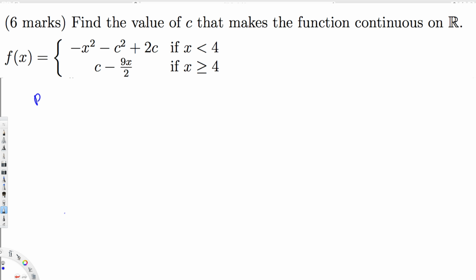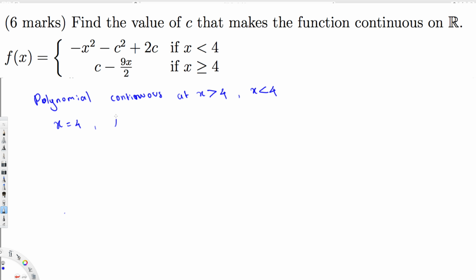This is a polynomial, and therefore it's continuous at x greater than 4 and x less than 4. So the question is asking to find the value of c that makes the function continuous. We know it's continuous for x less than 4 and greater than 4, but if it has to be continuous at x equal to 4, it has to follow this rule.